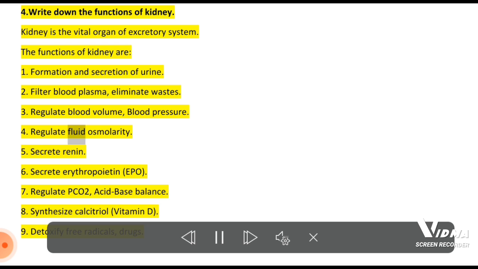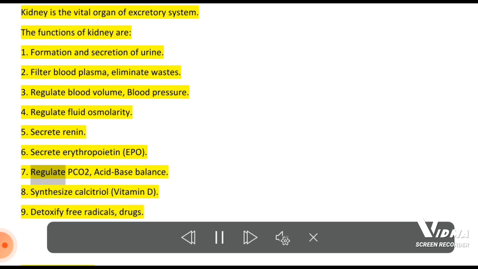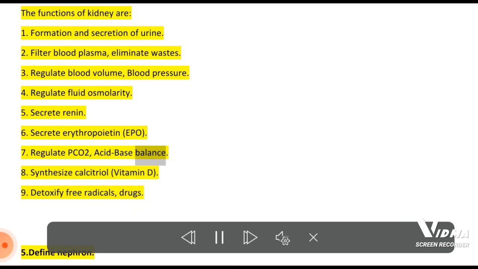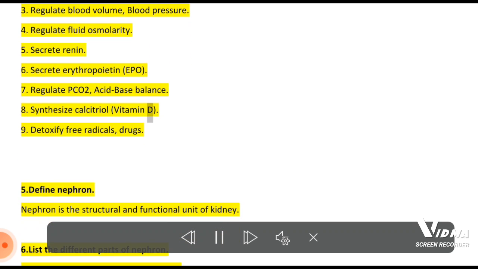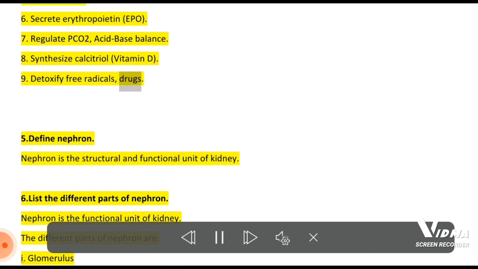4. Regulate fluid osmolarity. 5. Secrete renin. 6. Secrete erythropoietin, EPO. 7. Regulate PCO2, acid-base balance. 8. Synthesize calcitriol, vitamin D. 9. Detoxify free radicals, drugs.